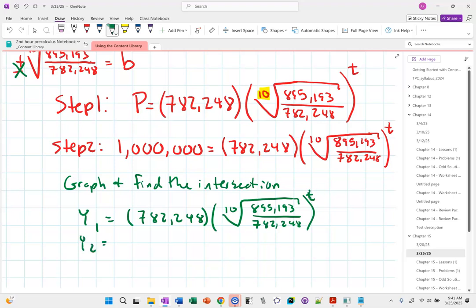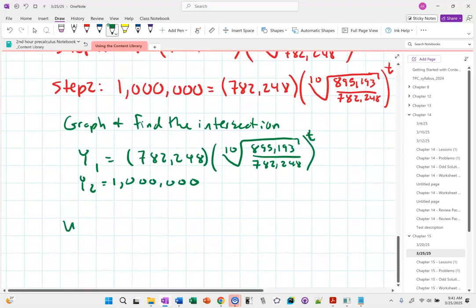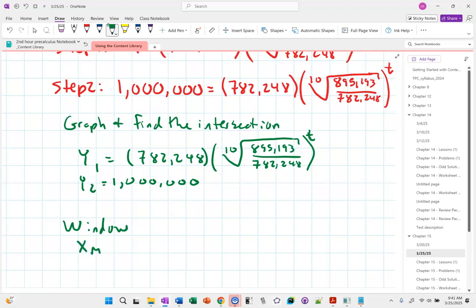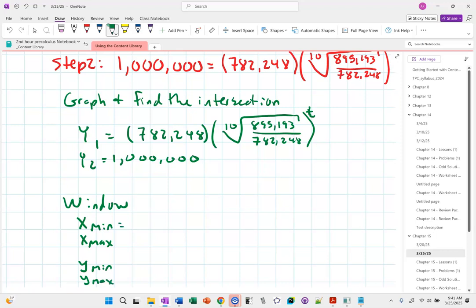And into y2, we're going to type the left-hand side of our equation. Then we're going to set our window. And the 4 components in the window we need to worry about are our x min and max and our y min and max.